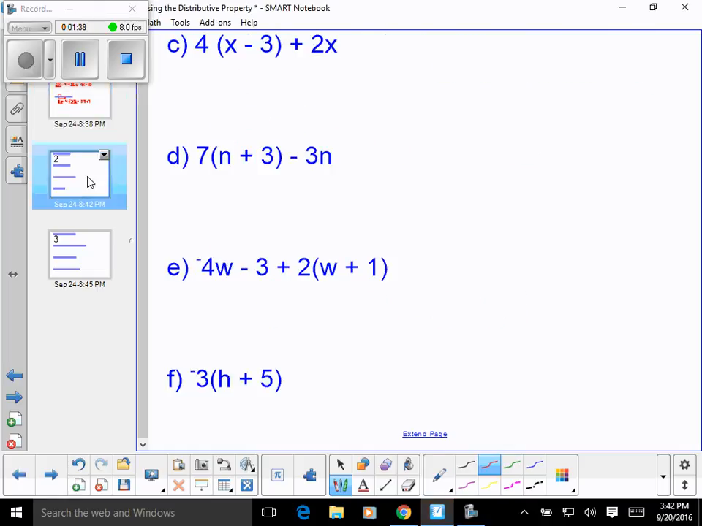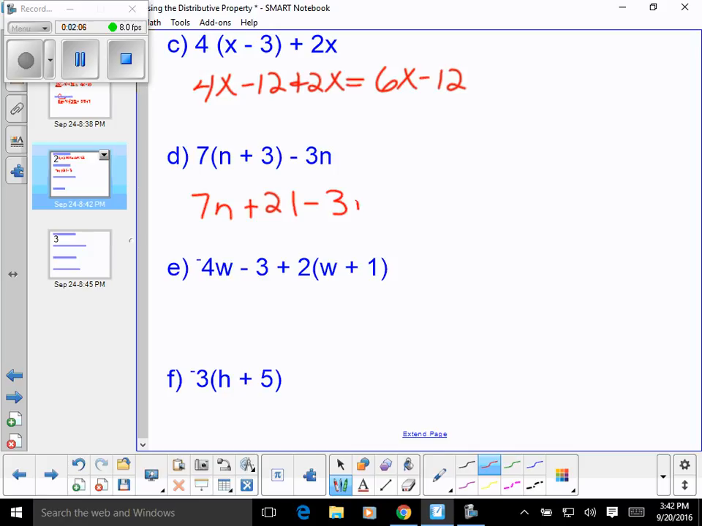If you would like to try the next couple on your own, hit pause, and then I'll go over them. In the distributing process, I will have 4x minus 12 plus my 2x. 4x plus 2x is 6x and minus 12. 7n plus 21 minus 3n. Add the opposite if that helps you. And I will have 4n plus 21.